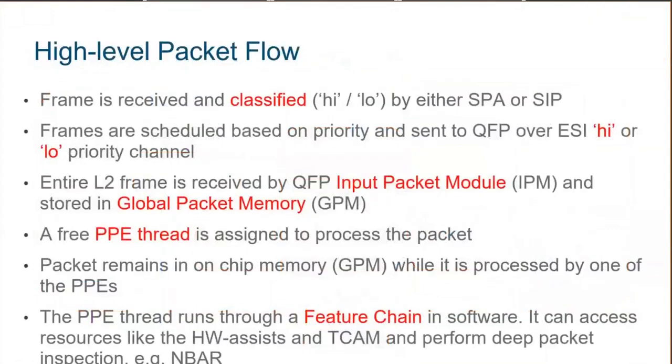So in short, if we look at the high-level packet flow, we receive a packet and classify it either as high or low by either the SPA or SIP. Once the packet is classified, it will be sent over to the QFP, where it will be stored in global packet memory. From the global packet memory, a free PPE thread is assigned to process the packet. It will apply all the FIA, feature invocation array, features on that particular packet, and process the packet.